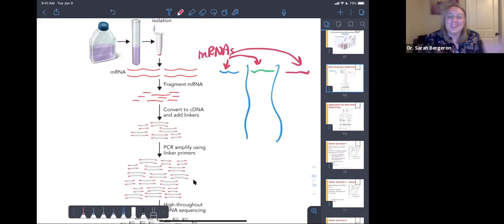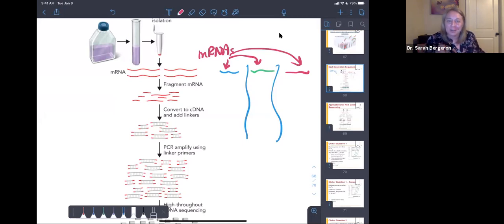So you have 3 different mRNAs. If I only have 5 copies of this mRNA or 10 copies of this mRNA, it could have an effect on the cell, but I will never detect it because it's not enough of them. So what I need to do is amplify them. In order to amplify them, I have to add the linkers.